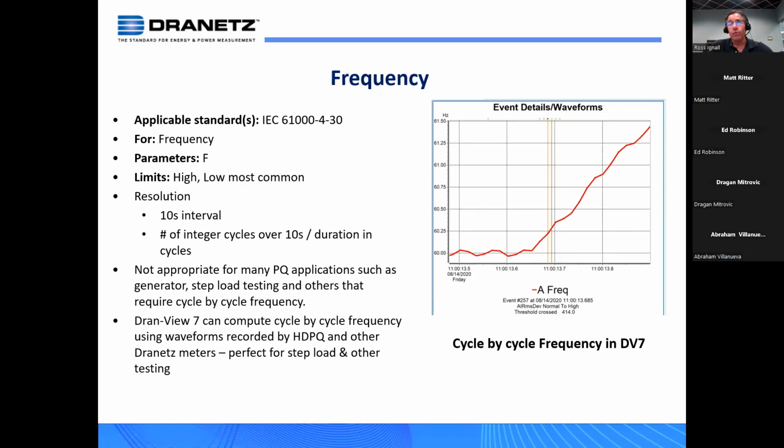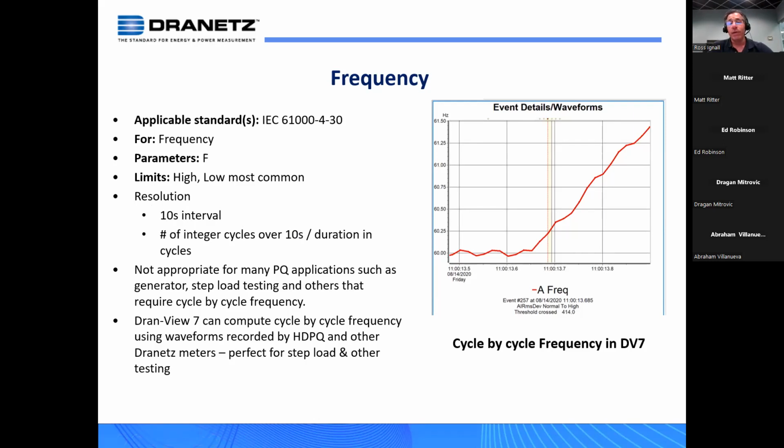That's really okay for just general power lines, but there are applications that require cycle by cycle frequency, or something a little finer than that. That's the important thing, because this 10-second interval is a number of integer cycles over 10 seconds divided by the duration in cycles. So that's basically an average over 10 seconds.